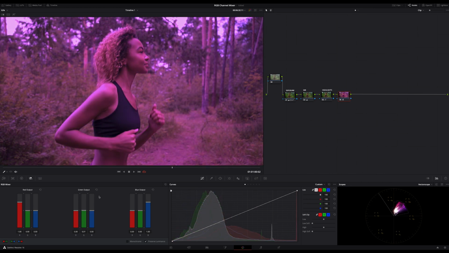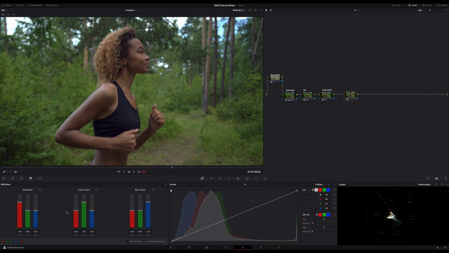In the green output channel, we have by default 1 for green, and red and blue have 0. And in the blue output channel, the same vice versa. Blue has 1 and red and green 0. Easy. And all that makes total sense, because in the red output channel, red should be the dominating color. And the same in the other channels, green in the green channel and blue in the blue channel.